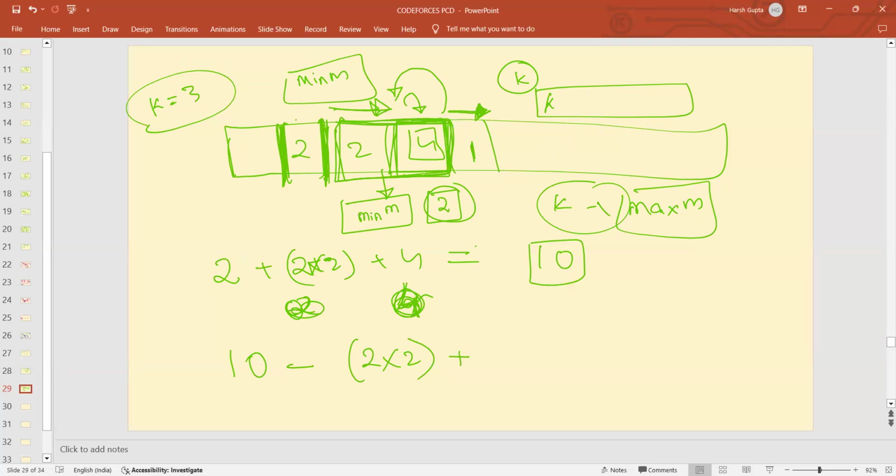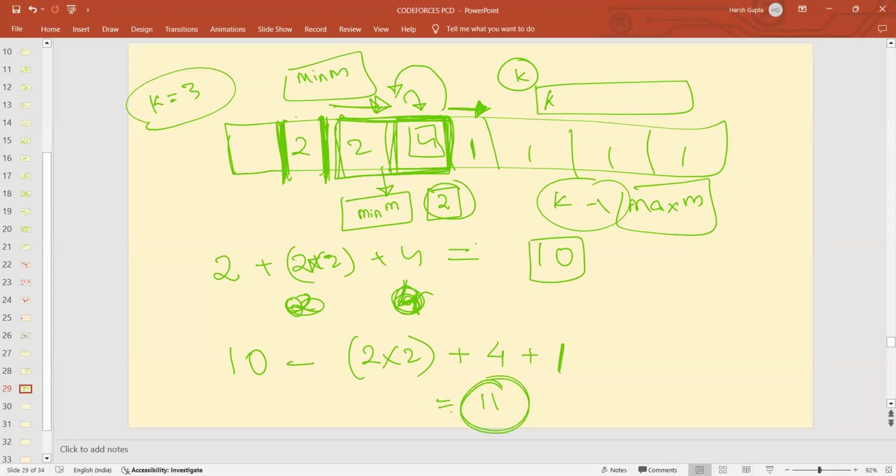4's contribution, which was the last element, will be added one more time. And the maximum element towards the right of 4 was 1. Let's suppose all values are 1. Maximum element towards the right of 4 was 1. So I added 1 and I was able to get 11. So this is the logic for this question: always choose k minus 1 maximum elements towards the right.